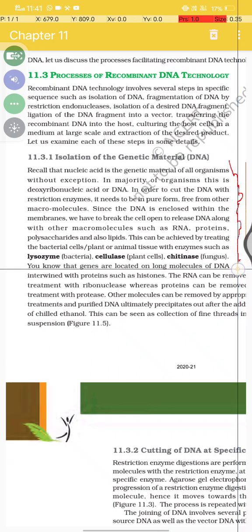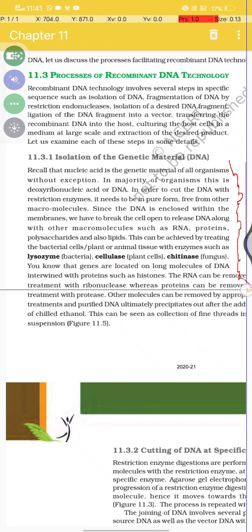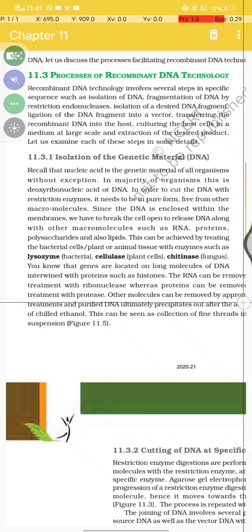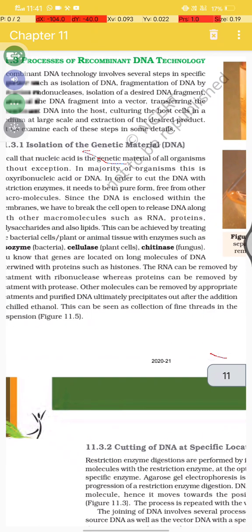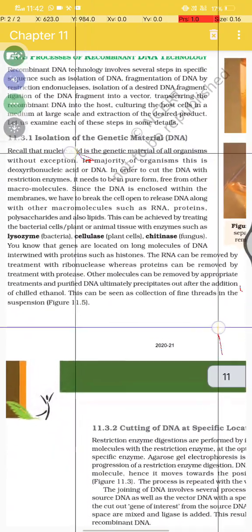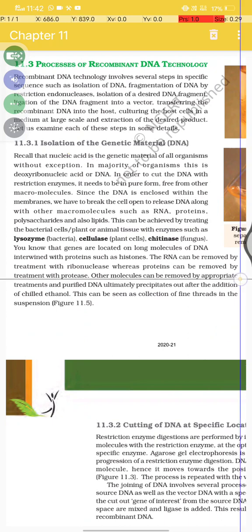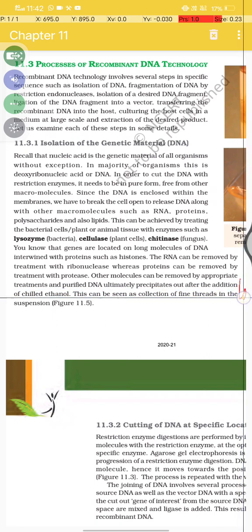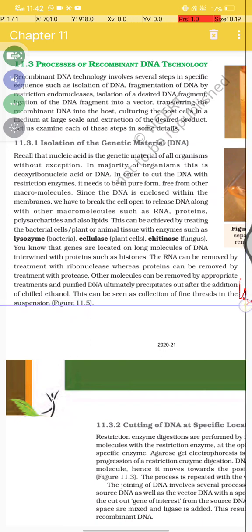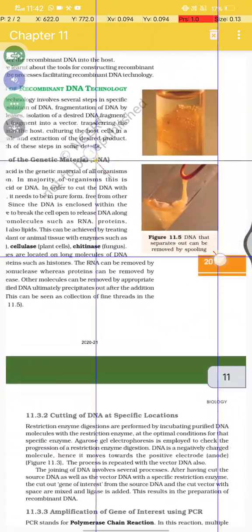You know that the genes are located on the molecules of DNA intertwined with proteins such as histones. RNA can be removed by treatment with ribonuclease. Sorry, various proteins can be removed by treatment with protease, and other molecules can be removed by appropriate treatment. The purified DNA ultimately precipitates out after the addition of chilled ethanol. This can be seen as a collection of fine threads in the suspension, figure 11.5. This is the figure.